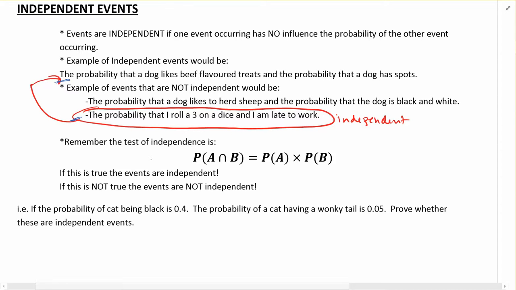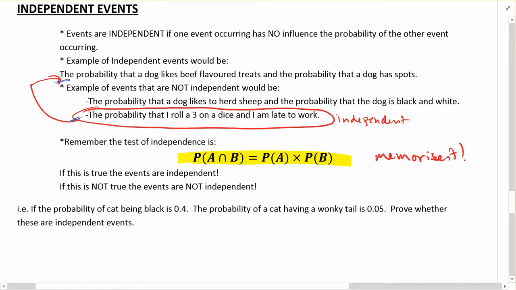But what we have to remember is that there's a test for independence, and you have to memorize this. It's not given to you, so make sure you memorize it. Very important. And it's basically saying that if events are independent, probability of A and B is equal to the probability of A times the probability of B. So we just have to check if it's true or if it's not true.